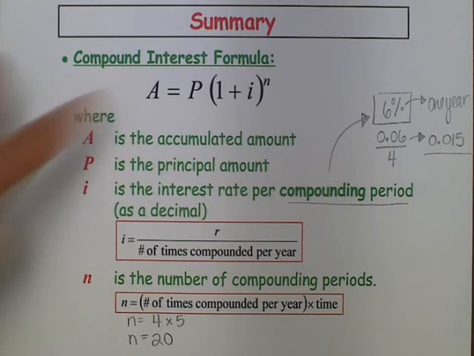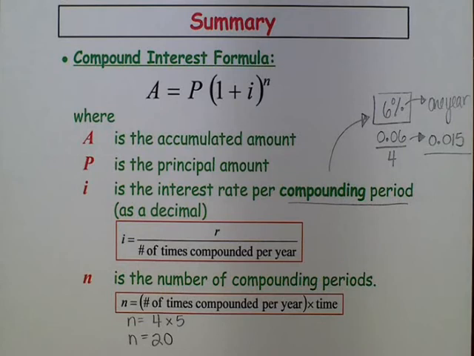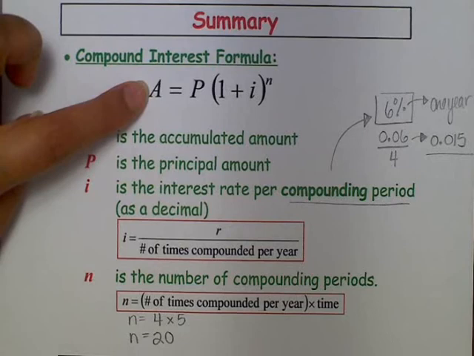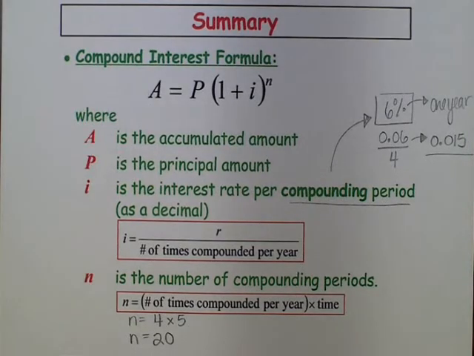Okay, it's slightly different than simple interest. In simple interest, you have to figure out how much interest you earn, and then you can figure out how much accumulated amount you have. In compound interest, you figure out how much you have in total, and then you can backtrack to figure out how much interest you earned. We'll talk about that later as well.